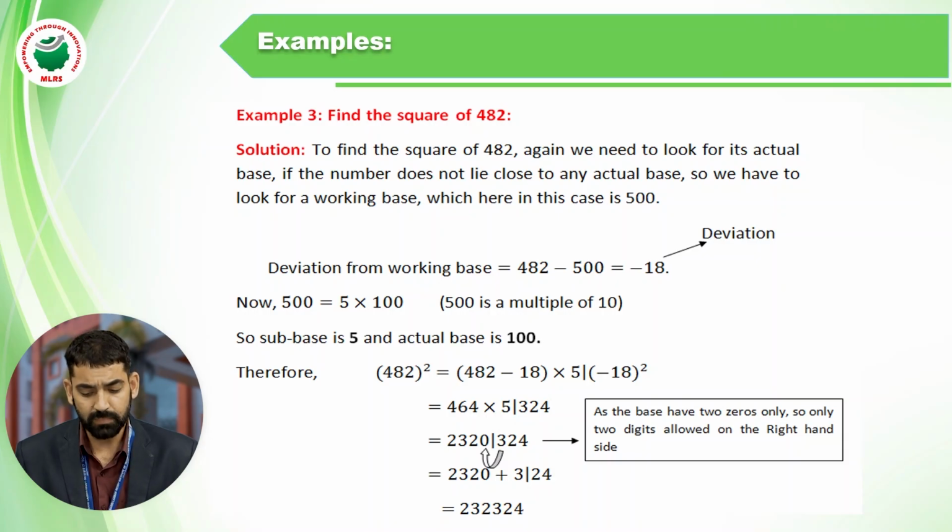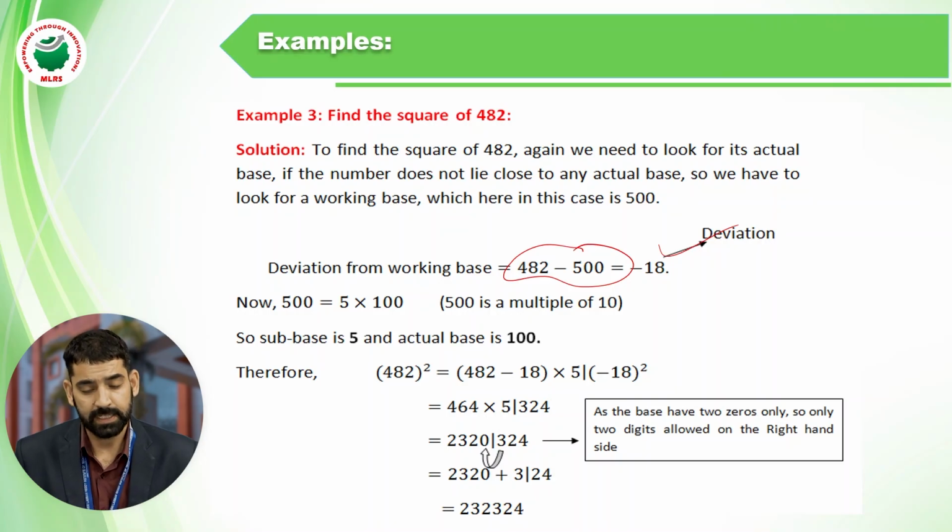for those scenarios. Here you can again see that we are setting a working base which is 500, as 500 is a multiple of 10. So 482 lies close to the working base 500. Remember once again, 500 here is a working base. The deviation of the given number from the working base is 482 minus 500. So the deviation is minus 18 because the number is smaller than the working base. So the deviation again is negative.